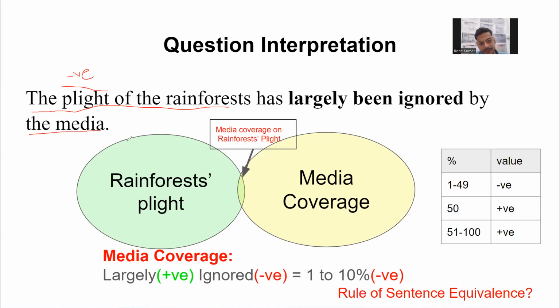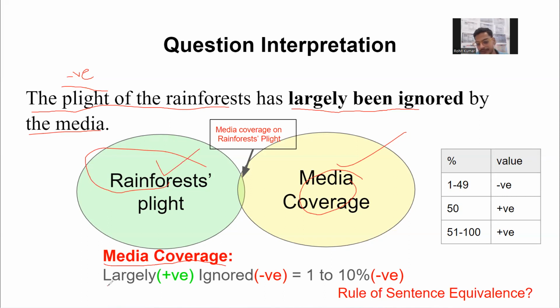The plight of rainforests has been largely ignored by the media. So we have two aspects here: the rainforest plight, for which we have drawn one Venn diagram, and on the other hand, media coverage, for which we have drawn another Venn diagram. Now, what is the link between these two as per the question? The question says the connection between the two is largely ignored. That means media coverage is largely ignored.